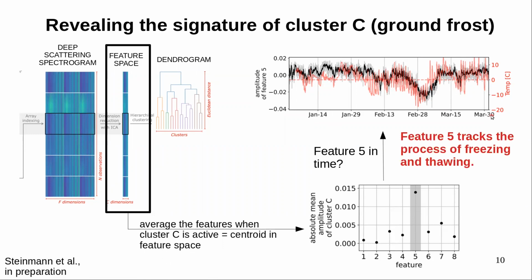And we have to remember, like at the beginning of the pipeline, we had the 3-component seismogram. So the freezing and thawing process is encoded in the 3-component seismogram. However, we still don't know what exactly is the signature.